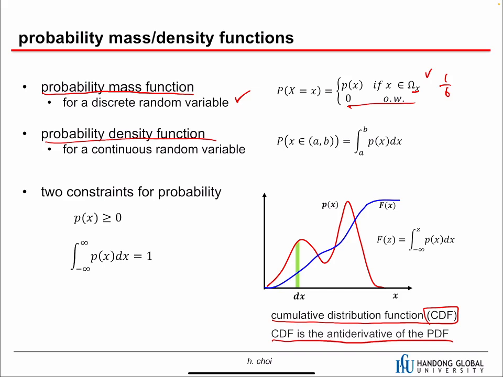And there are 2 constraints for probability. This one. So as long as a function satisfies these 2 constraints, then it can be interpreted as a probability. The first one, the probability should be positive, or at least equal to 0, which means it cannot be a negative number. And if we take an integral, then it should be exactly 1. So as long as the function satisfies these 2 constraints, then that function can be considered as a probability.